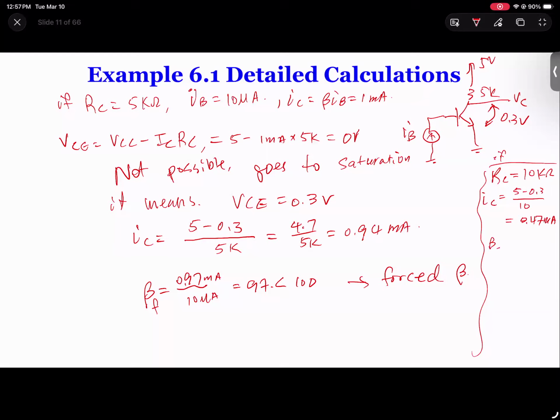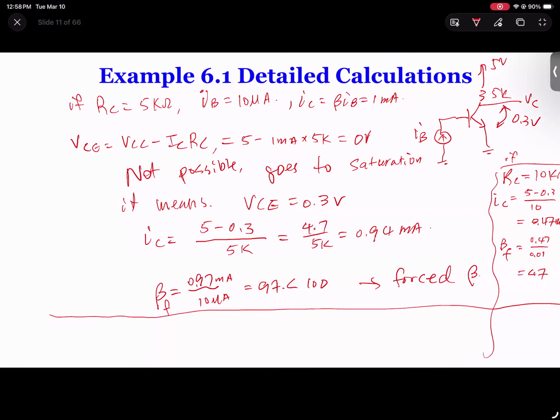And then your beta F becomes 0.47 milliamp divided by 0.01 milliamp. That gives you 47. So if I keep increasing the resistance at the collector, my current at the collector is going to keep dropping. Now your beta, well, forced beta, is only 47, less than half of its value in the active region. Okay, so that's important. Now let's move on to talk about the second part of the equation.